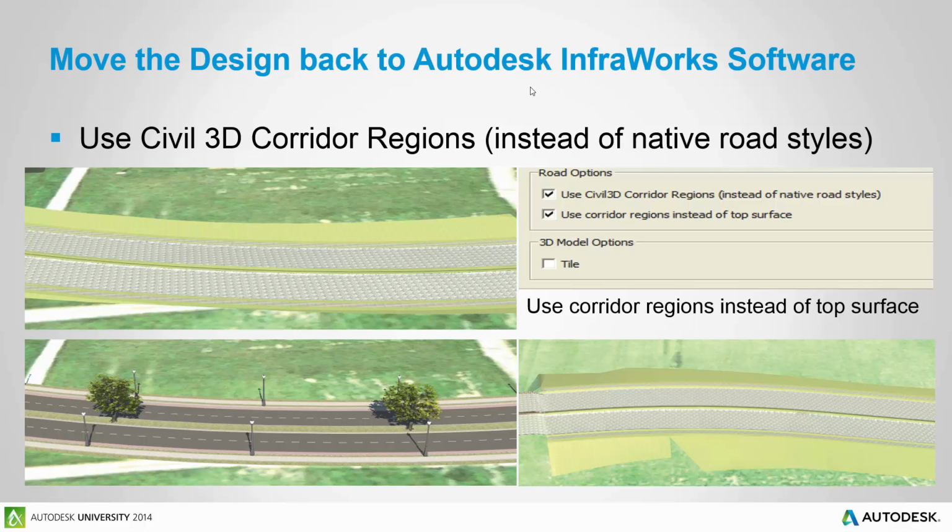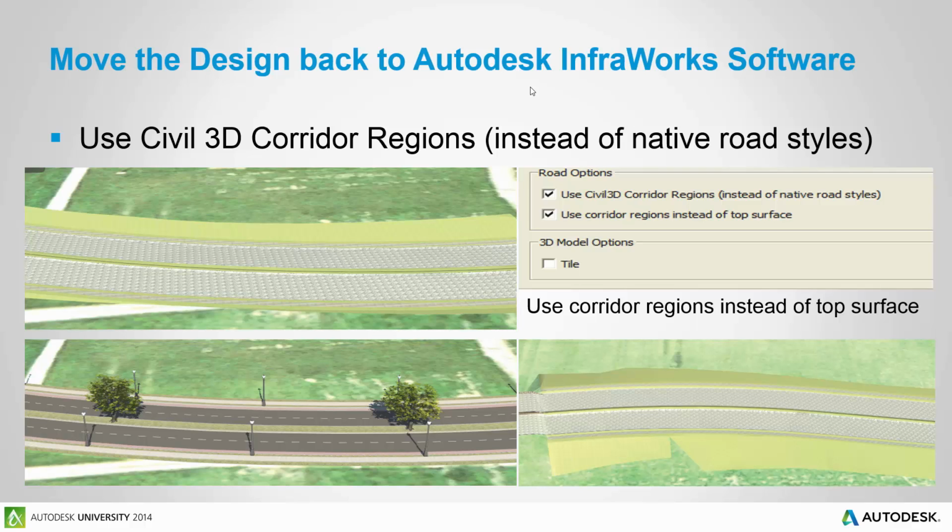When you take alignments and profiles across that are not associated with a corridor, they become road center lines on the import, and then they're available to use InfraWorks styles to display them so that you see all the lane markings and asphalt and curb and gutter and everything.